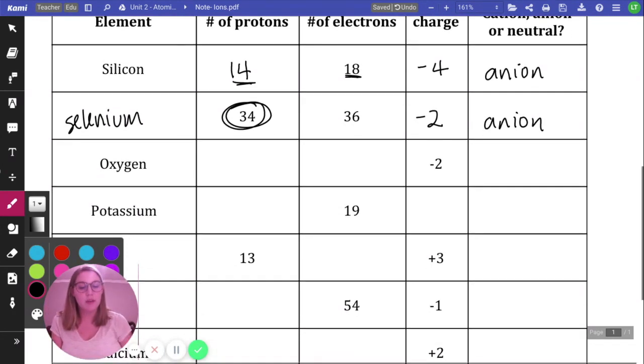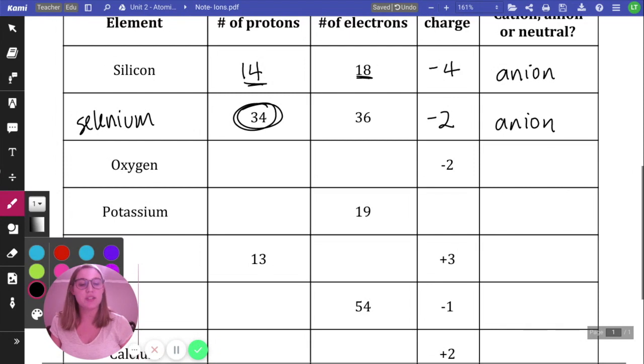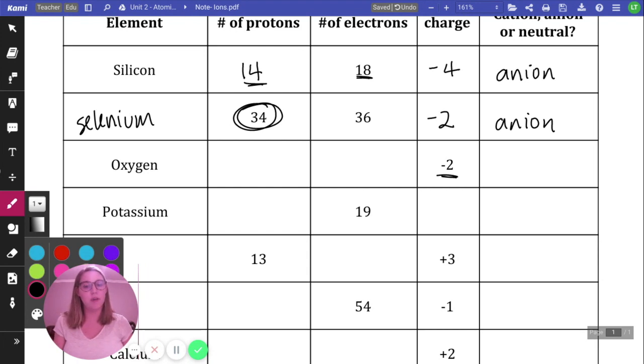Okay. So now this one's a little different because this time we have our charge and we have our element, but we don't have our protons or our electrons. Okay, guys, so my element is oxygen. So find oxygen on your periodic table. Its symbol is O. It's right there, number 8, so atomic number 8. So since our atomic number is 8, that means we have 8 protons.